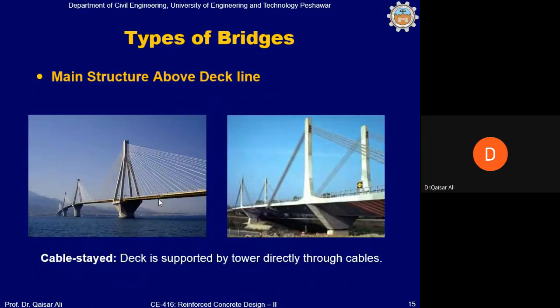This is another type of bridge where the main system is above the deck line. These are called cable stayed bridges. The main difference between a cable stayed bridge and a suspension bridge is that in a suspension bridge there are two main cables running from tower to tower, and then hangers are connected to the cables. The load of the deck is transferred through hangers to the cables and from cables to the anchor blocks.